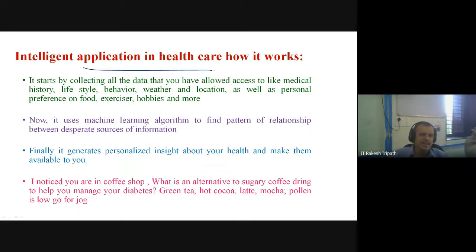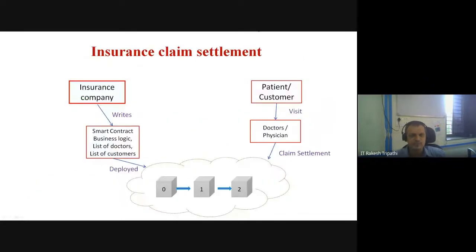How it works is, it starts by collecting all the data that you have allowed access to. Then we can apply a machine learning algorithm to find patterns in this data, so that from your food behavior, your disease can be linked, from your sleep behavior, from BP, because your data has evolved over time. With all the data I'm having, I can apply different machine learning algorithms and give certain recommendations to you.